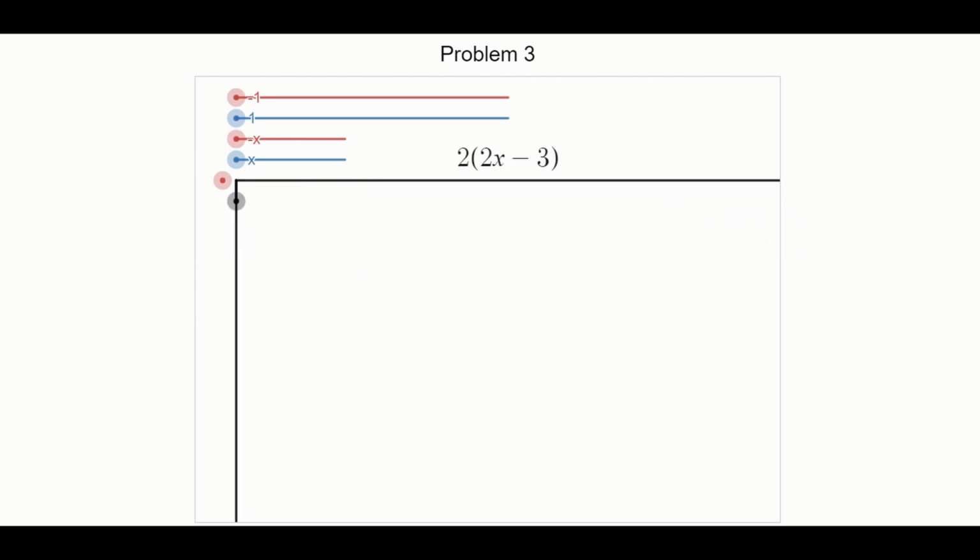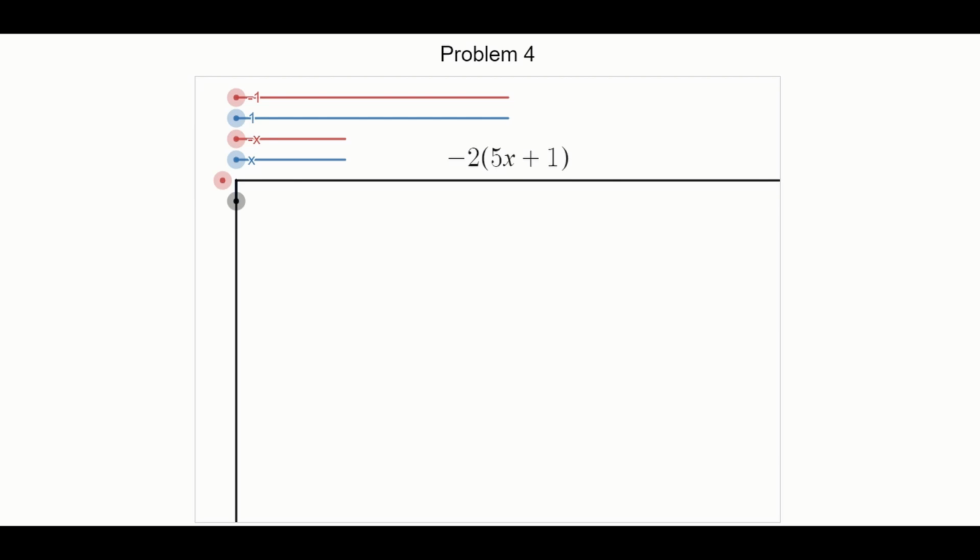Problem 3. Here we're trying to make 2 groups, each containing 2x and 3 negatives. Starting with our objects, let's make 2x, which is going to be 2 rectangles. And let's make negative 3, which is going to be 3 red squares. Now I want to make 2 of these groups, so right now we have 1 row, 1 group. Let's double the amount of tiles. And altogether I see that I have 4 x's, and I have 6 negatives, minus 6. So our answer is going to be 4x minus 6.